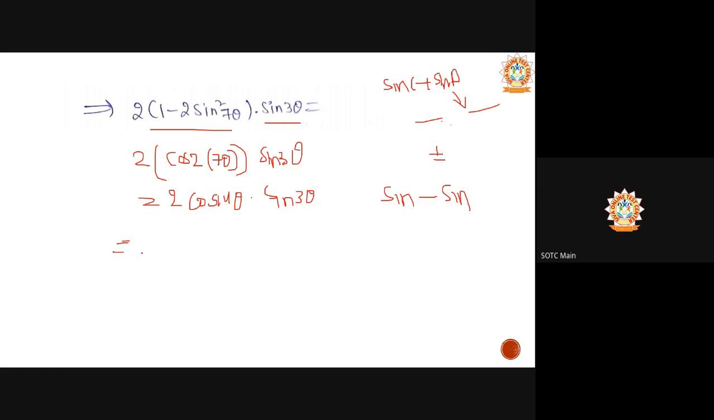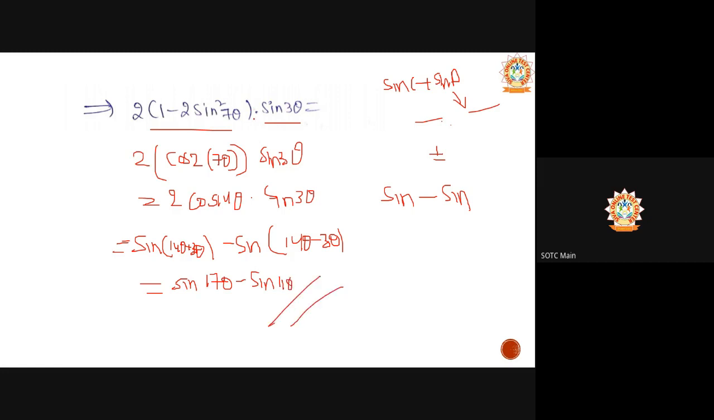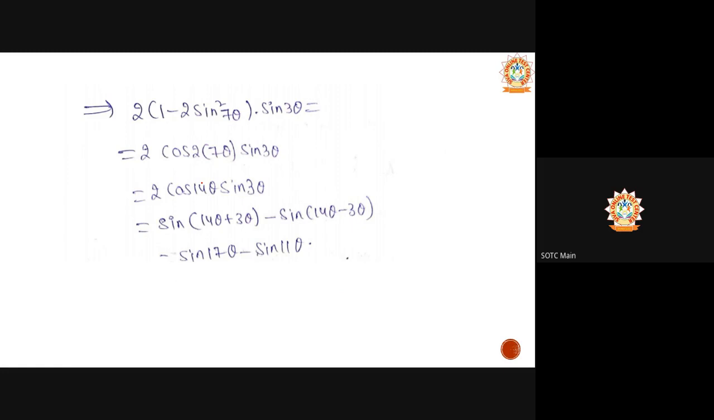If you apply 2 cos A sin B, which is in the form of sin of A plus B, 14 theta plus 3 theta, minus sin of 14 theta minus 3 theta. Right, so what will become: sine 17 theta minus sine 11 theta. Clear? This is the answer. Like this, if there is a product, a plus or minus comes; otherwise if there is plus or minus, a product comes in the answer. That is where we are transforming from one form to another form. Clear? You can see the same here. Right? So can I move to the next question?